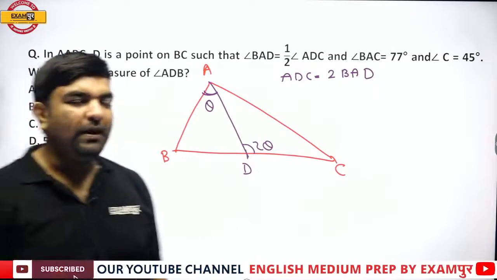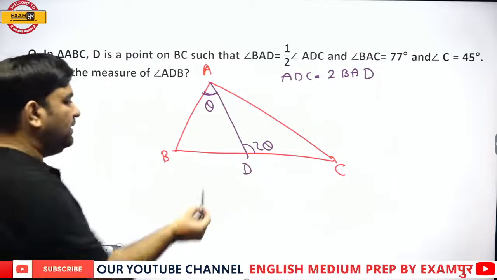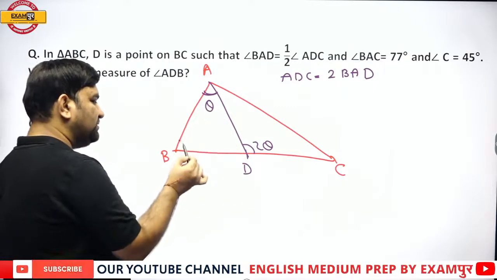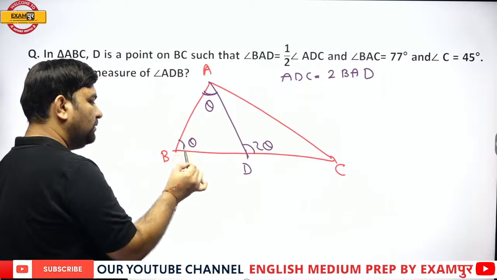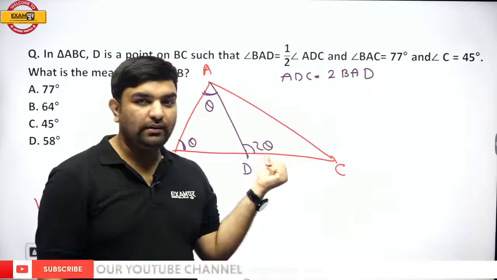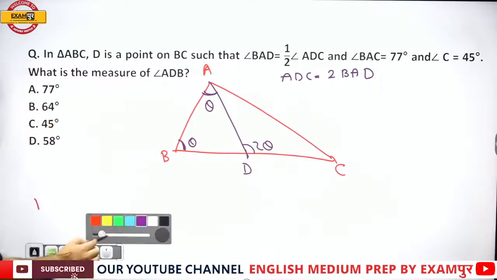From the property of exterior angle, if this is theta, and this is 2 theta, then this is also theta. What is the logic? Sum of two interior angles should be equal to the exterior angle. Great going.